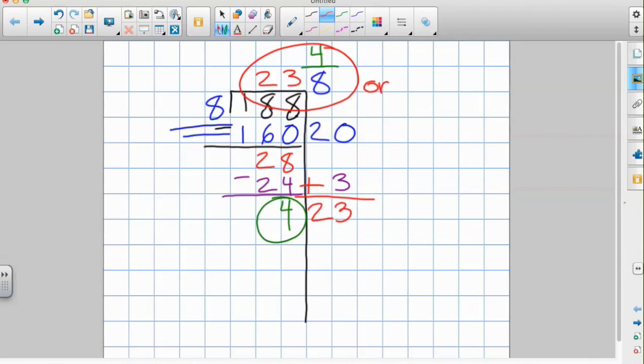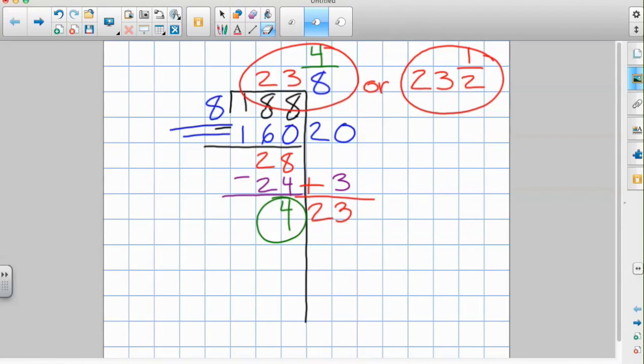Or we can write this and simplify our fraction. We can say that each person can receive 23 whole candy bars, and we know that 4 is actually just half of 8. So it's actually 23 and 1/2. 4/8 and 1/2 are the same amount of a candy bar. So each person gets 23 whole candy bars and half of a candy bar because we can split them evenly.